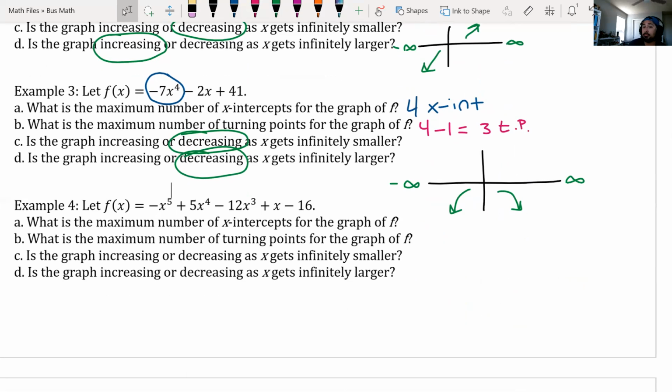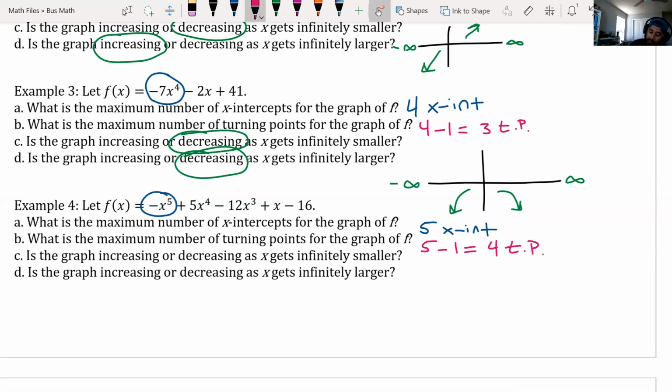And then example 4, let f of x equal negative x to the 5th plus 5x to the 4th minus 12x cubed plus x minus 16. What is the maximum number of x intercepts? Again, we look at the leading term with the highest power, which is going to be negative x to the 5th. The power is 5, which means we get 5 x intercepts. Next is turning points. So you get 5 minus 1, you get 4 turning points.